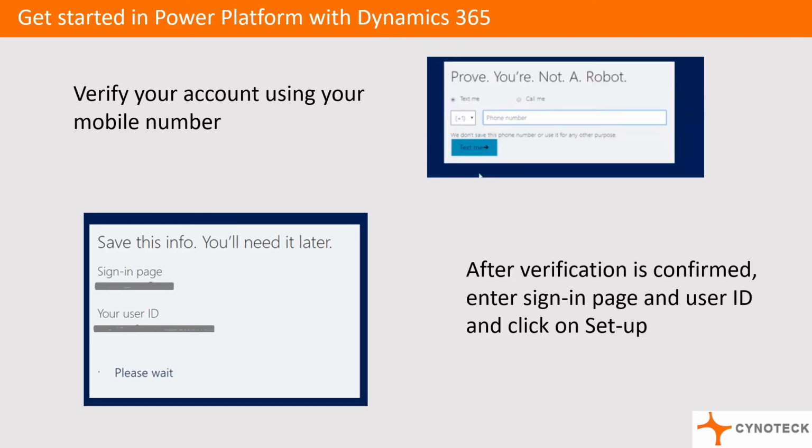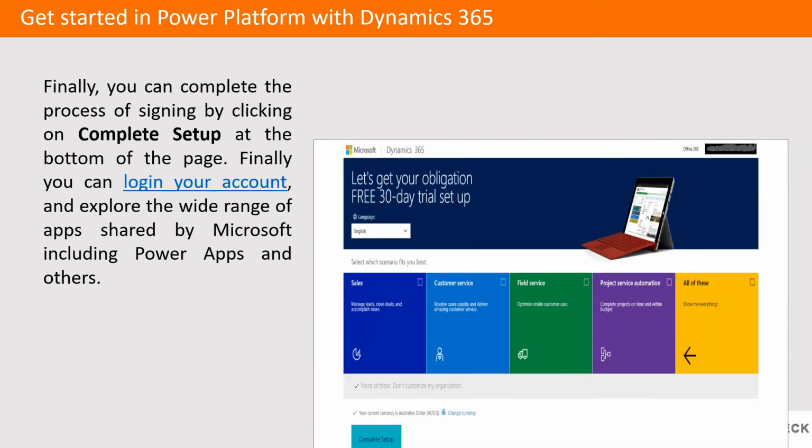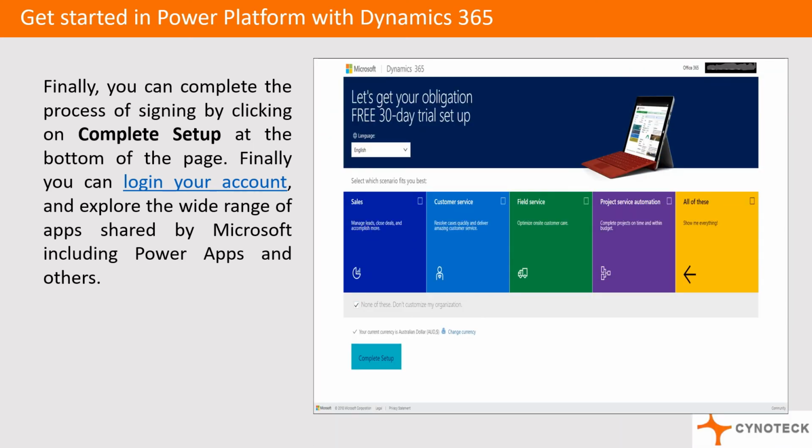So after the form is submitted, you have just filled in all the details about your name, first name, etc. You will get a verification code that you have to enter for your account to set up, and then after the verification is confirmed, you can enter the sign in page and user ID and click on setup. So your account will be created, and finally you can complete the process of signing up by clicking on complete setup at the bottom of the page. Finally, you can log in to your account and explore the wide range of apps shared by Microsoft, including Power Apps and others.